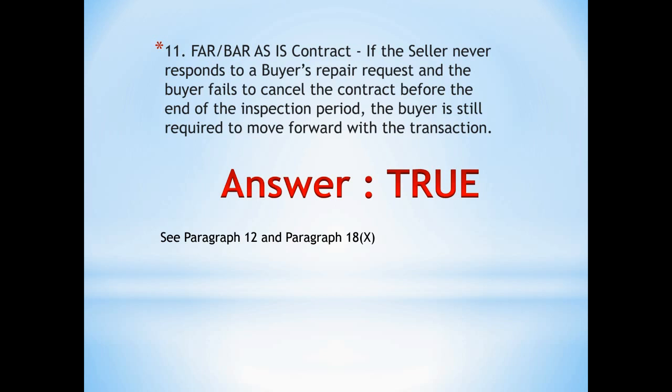Okay, and then see also paragraph 18X on page 10 or 11 of the FAR/BAR as-is 4, where the buyer waives all claims. So that's another change to the FAR/BAR as-is as compared to the FAR/BAR 4.